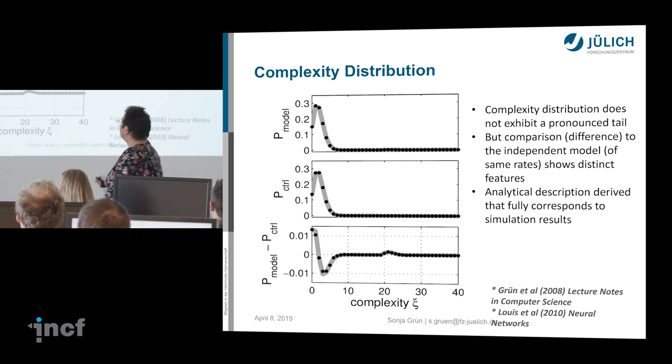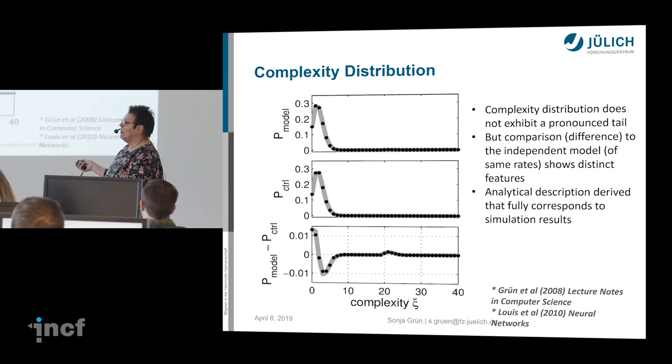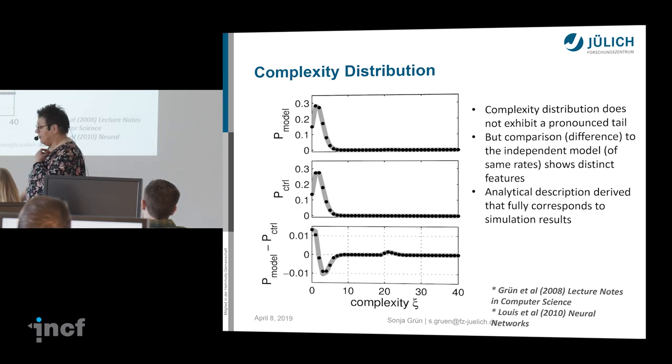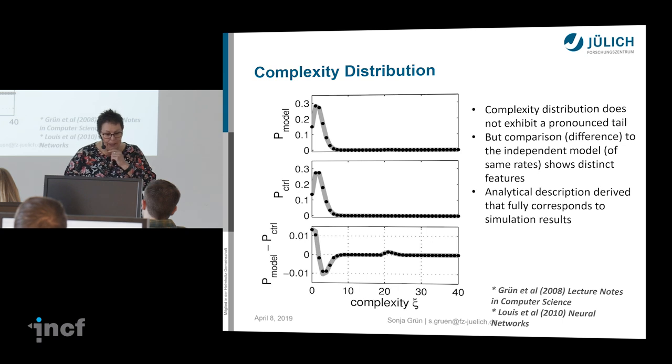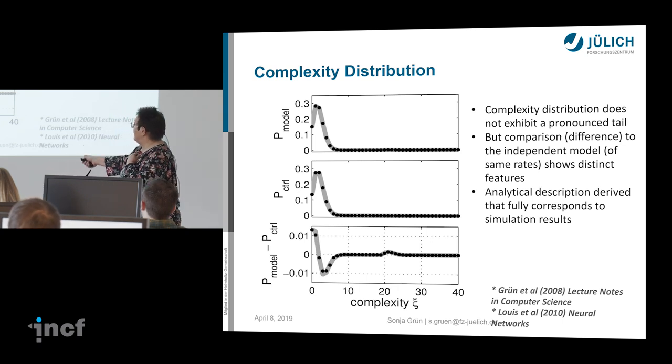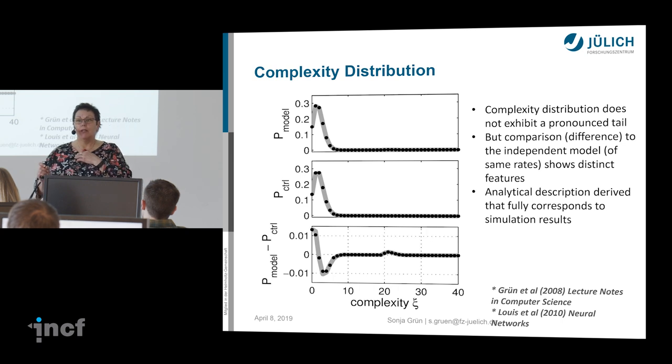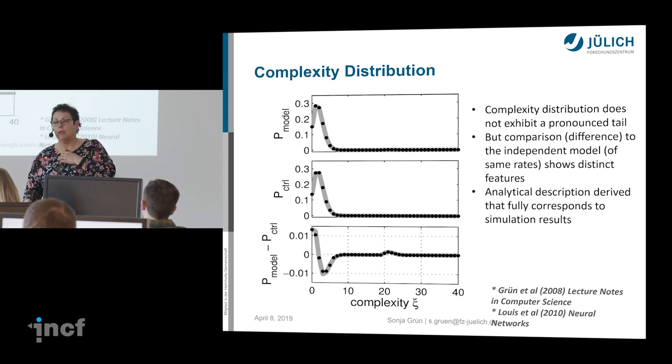Exactly. Because this is normalized, it's a probability distribution, the spikes that are here have to be taken from somewhere, and this leads to a negative dip. What I can tell you from experience is that this is often very hard to see, but if you see something like this, you know there is something going on. There is some higher order correlation going on.